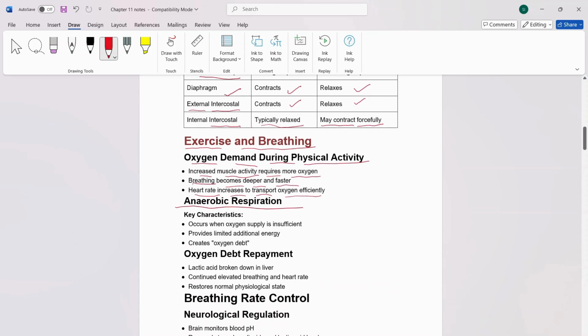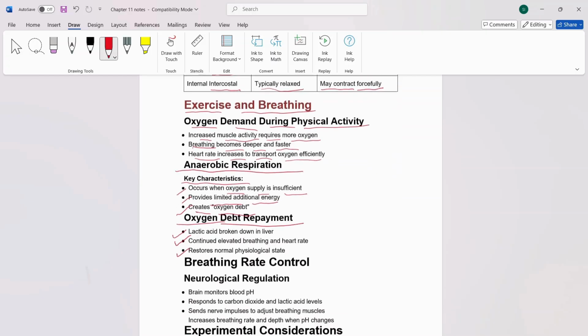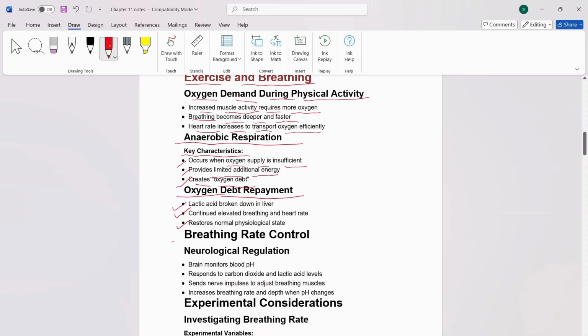Now let's talk about anaerobic respiration. Its key characteristics include: it occurs when oxygen supply is insufficient, provides limited additional energy, and creates oxygen debt. Oxygen debt repayment. Lactic acid is broken down in the liver, with continued elevated breathing and heart rate, which restores normal physiological state.